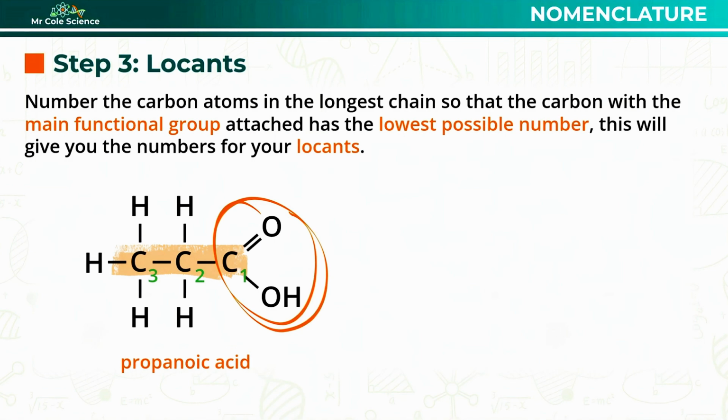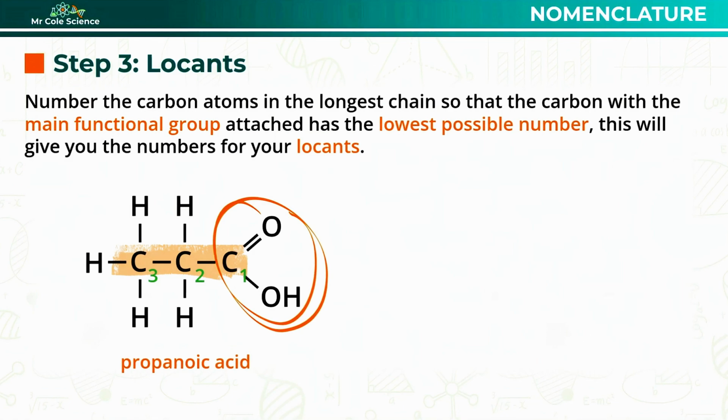So rather than writing propan-1-oic acid, we just leave it as propanoic acid. The oic acid suffix tells us that the substance is a carboxylic acid, which means it must contain a carboxyl functional group. And since that carboxyl functional group can only be located at the end of a chain, it would always become carbon number 1. We don't need the 1 in the name to tell us that, so we don't include it.